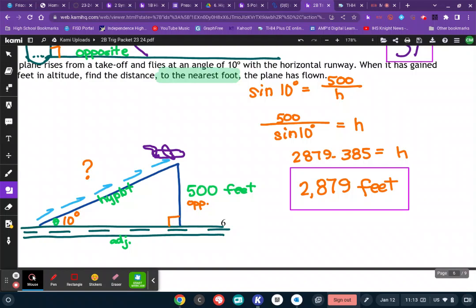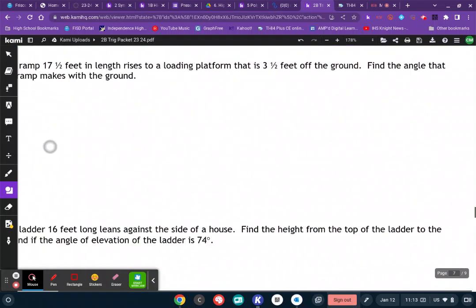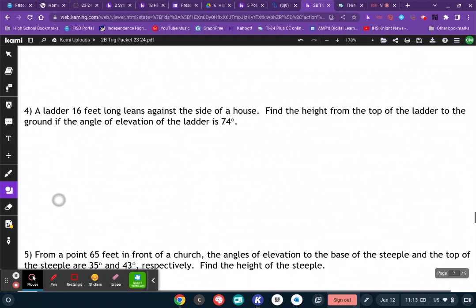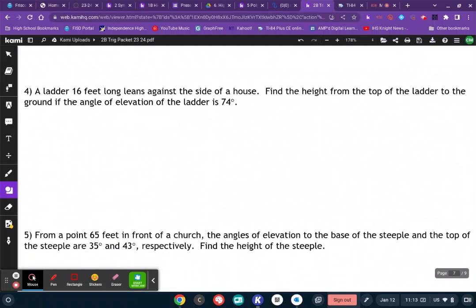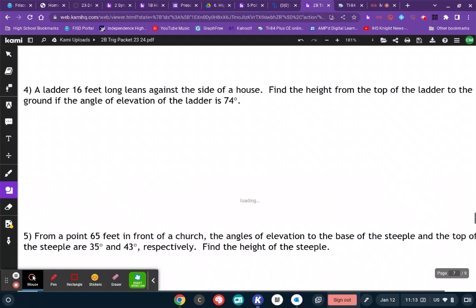So now that we're getting better with the trig, the hardest part is just reading the problem and knowing which side to label. Alrighty, let's see. Why don't we do one more together? Let's do the ladder problem, number 4, because this one talks about an angle of elevation. Number 4 on the next page.